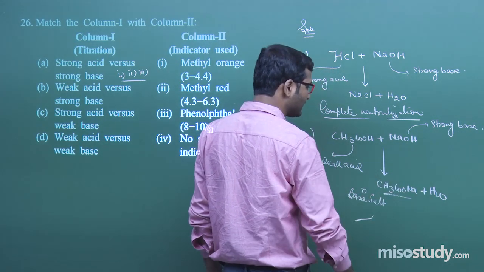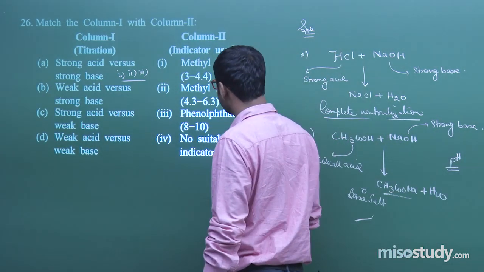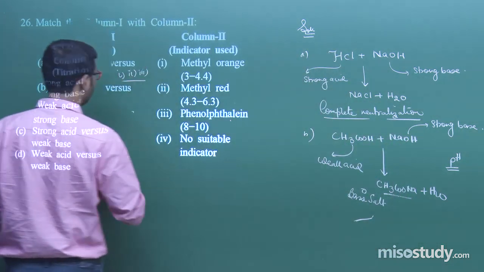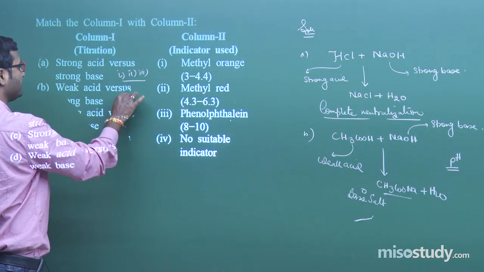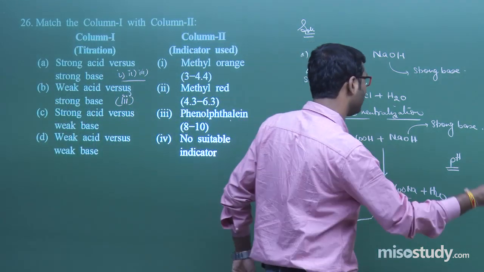That means in this case we need such type of indicator which has a high value of pH. Which indicator has a high value of pH? That is phenolphthalein. Clear to you? So for this case, third is the correct option. Am I right? Yes. Now the C, I am moving here, check it out.